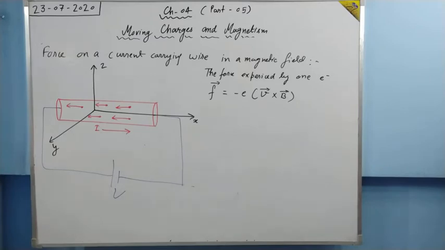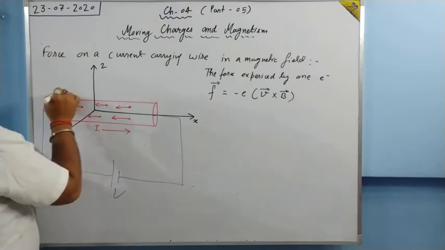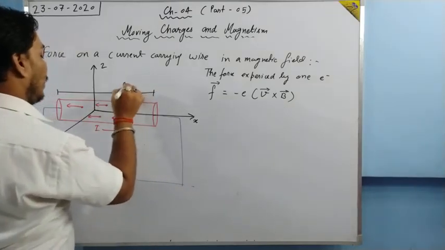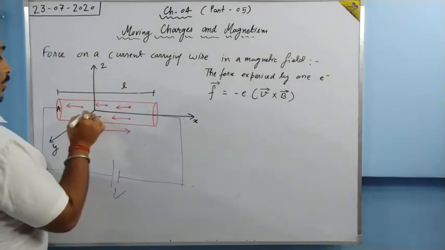Okay. Now, if this length is L, its cross section area is capital A.